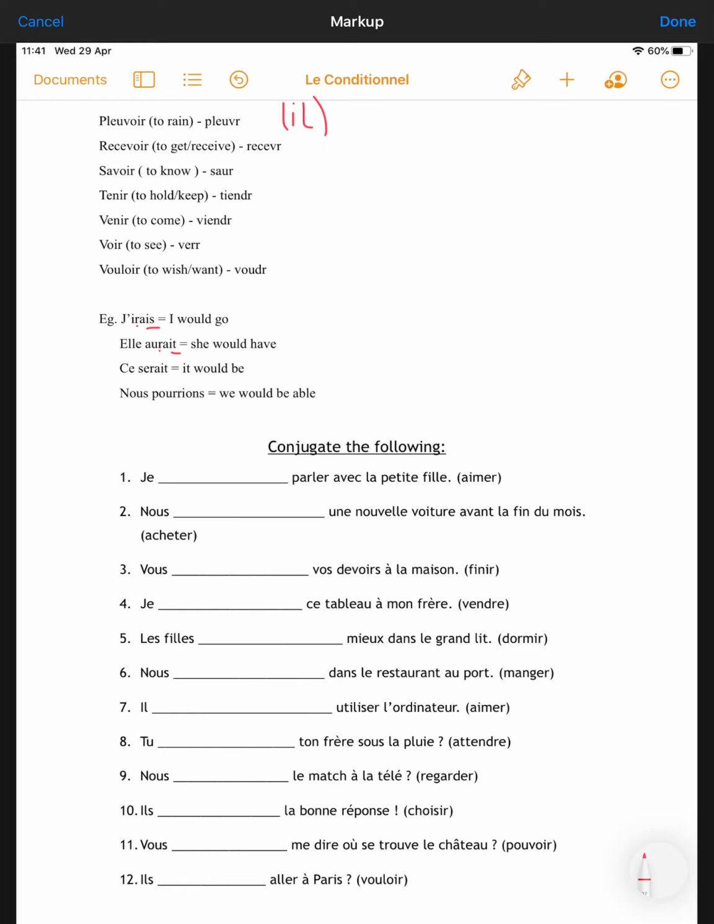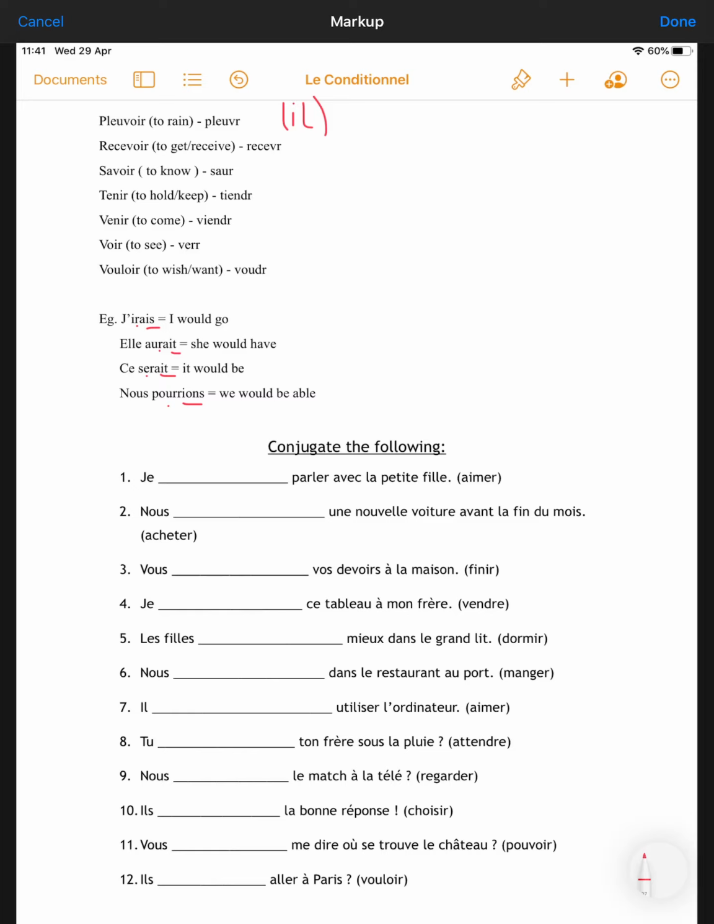It would be is the verb être. It is the word ce. So there's être changing to ser, and then the ending ait. The word it is the il and elle line. And the last one, we would be able. So able is pouvoir, or we often say I can is pouvoir. So to be able to is pouvoir. It changes to pourr, and then you add ions as your ending.